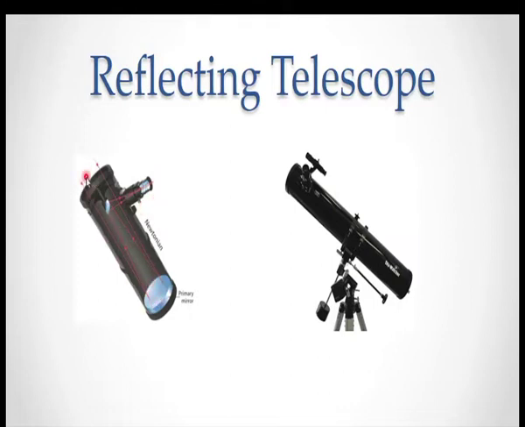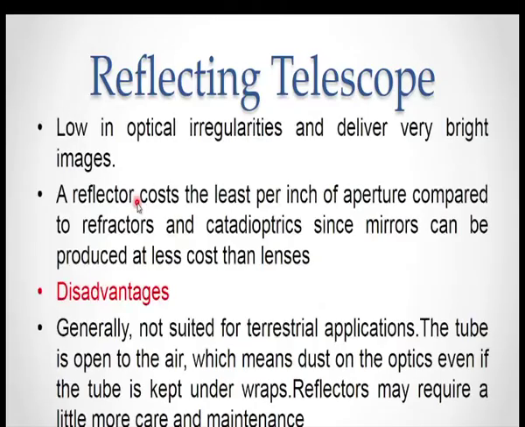So, the light from the distant object will fall on this primary mirror and it will get reflected by the secondary mirror and it can be viewed through the eyepiece. This is how reflecting telescopes are constructed. This reflecting telescope utilizes a mirror instead of a lens.